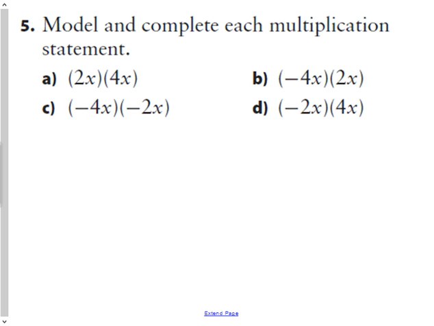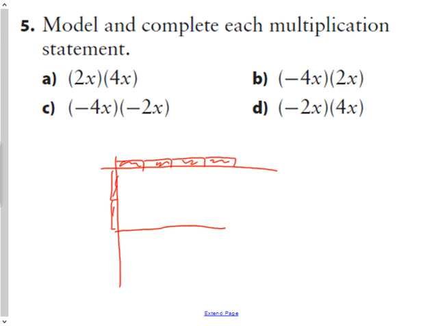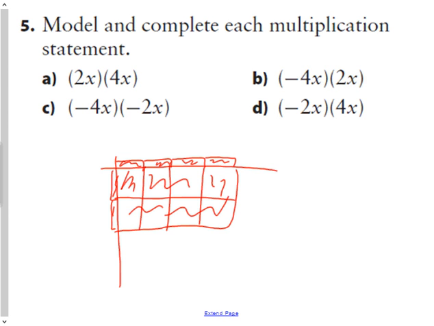Question 5 says model and complete each multiplication statement. So the first one, 2x times 4x. I'm going to draw my area model. I'm going to put 4x up here, 1, 2, 3, 4. Shade them in because they're positives. Times 2x, which is down here, positives. Complete this. And since it's a positive times a positive, all these will be positive, and therefore the answer is 8x squared for number A.